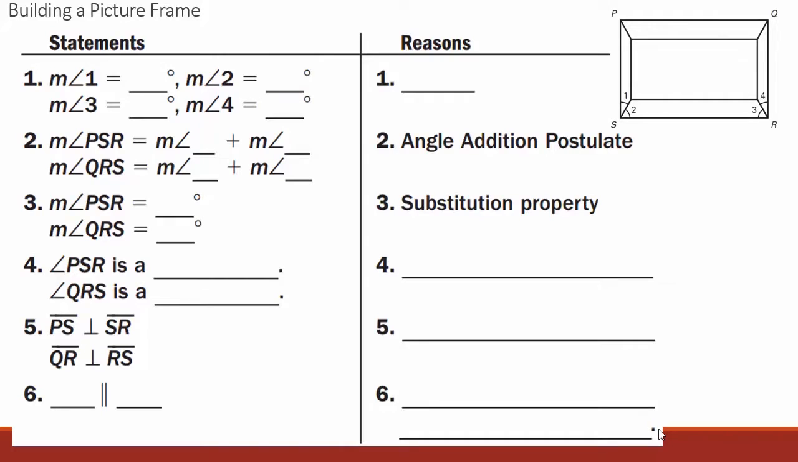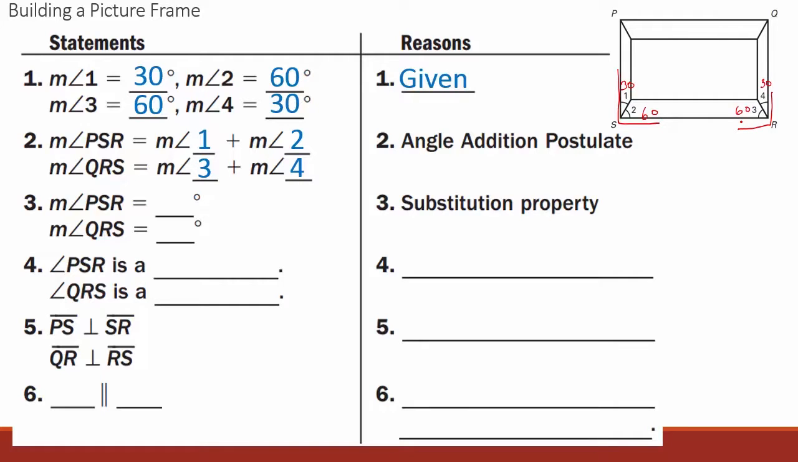So here's our proof. Anytime we start our proof, we always start with our given. We are given that the measure of angle 1 is 30 degrees, the measure of angle 2 is 60 degrees, the measure of angle 3 is 60 degrees, and the measure of angle 4 is 30 degrees. That's our given. By the angle addition postulate, we can find the measure of angle PSR, which is this angle over here, by taking the measure of angle 1 and adding it to the measure of angle 2. We can do the same thing for angle QRS, which is this angle over here, by taking the measure of angle 3 and adding it to the measure of angle 4.